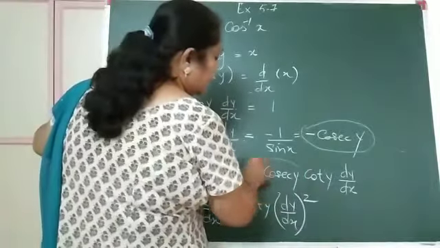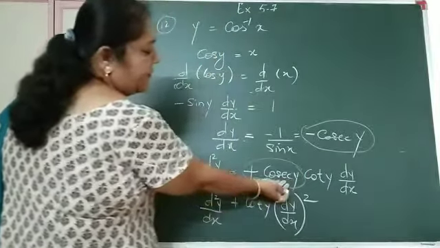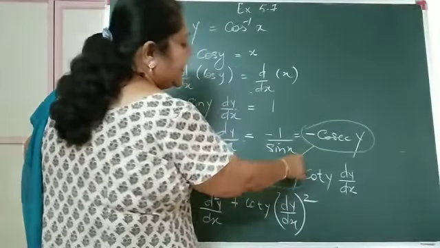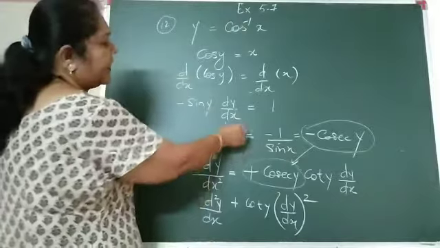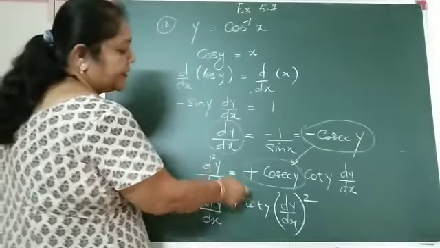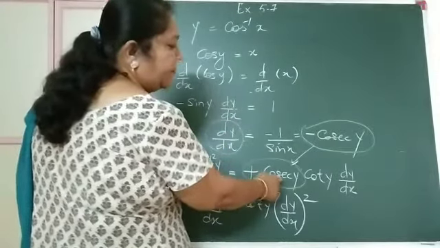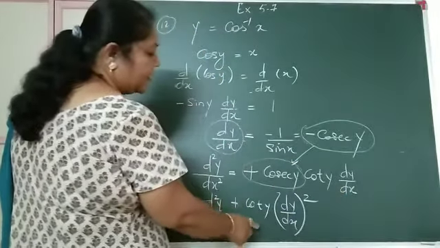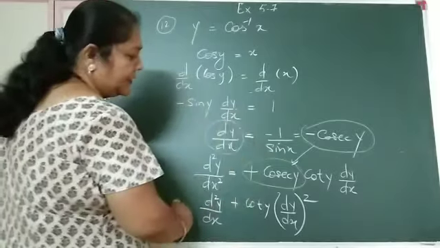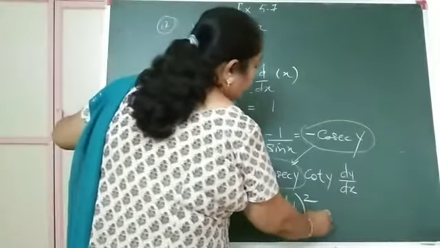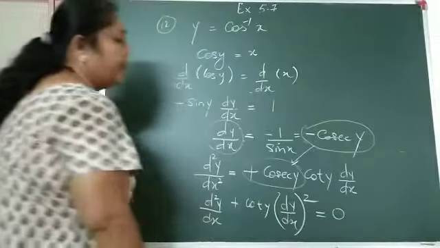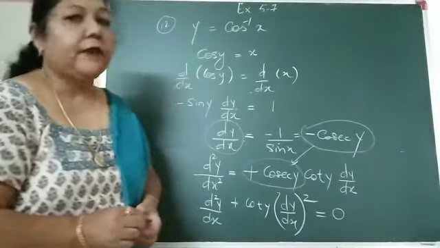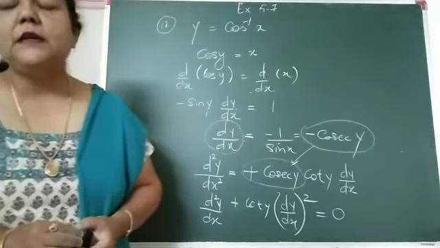This term plus cosec y, when it comes to the other side, it will become minus cosec y. And this minus cosec y, when it goes to the other side, its value is dy by dx. So this term will become dy by dx. One more term is dy by dx. So it becomes dy by dx the whole square. It comes to the other side, and therefore that is going to be equal to 0. So this is your next equation, and now we can further move to the next question.